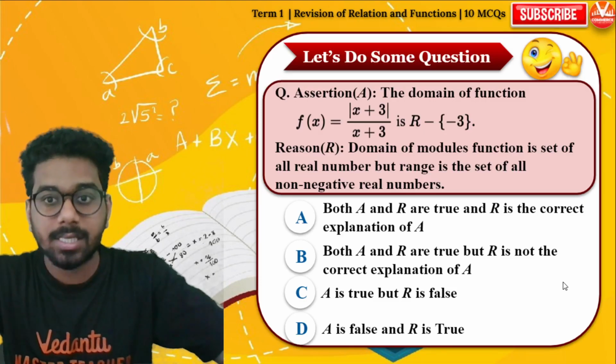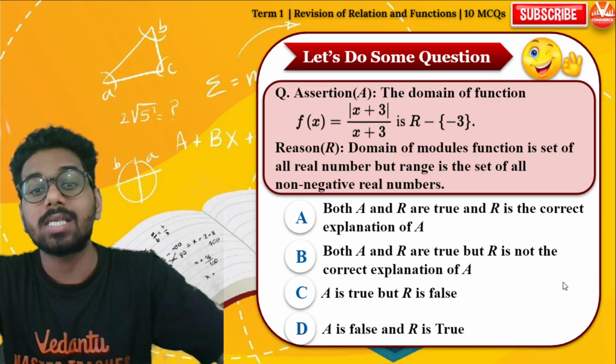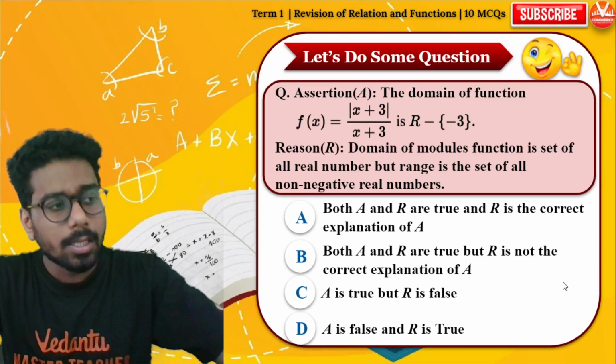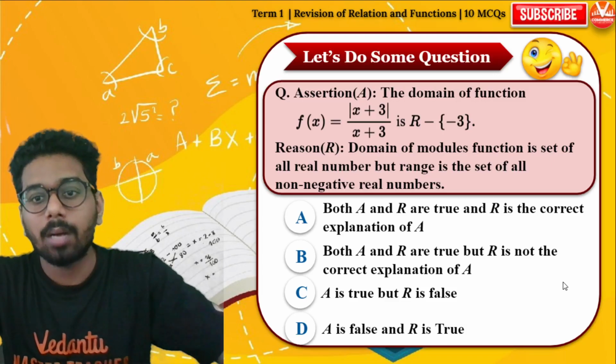Now, this is fine. This is correct. Now, the domain of the modulus function is the set of all real numbers. That is correct. So just think about |x|. That's all. Think about the mod x.